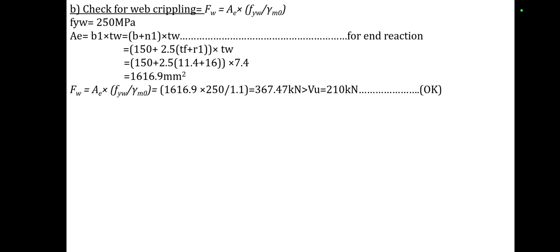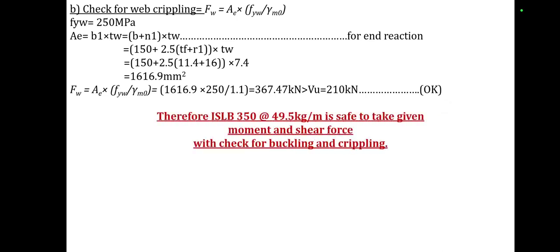Therefore, the value of FW, that is the web crippling value, is equal to AE into FYW divided by gamma M0. We get FW is equal to 367.47 kilonewton, which is greater than VU, that is 210 kilonewton. And lastly, we can conclude that our section ISLB 350 at 49.5 kilonewton per meter is safe to take the given moment and the shear force with the check of web buckling and web crippling.